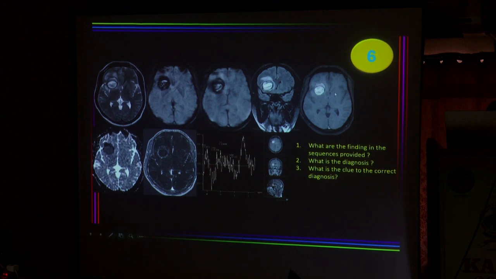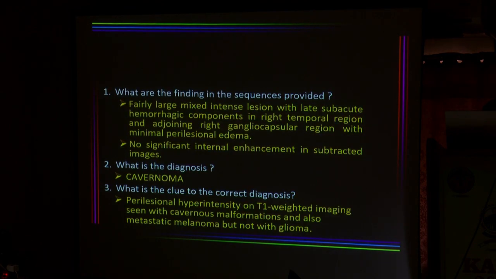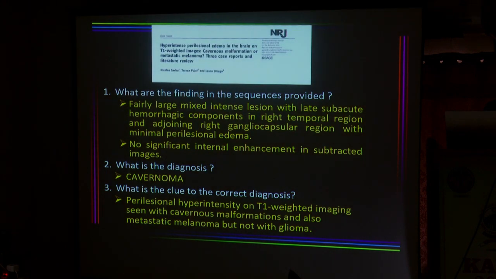Okay, the clue to the correct diagnosis is this. This is the peripheral hyperintense rim which is noted around the lesion. So this is a perilesional T1 hyperintense rim, and this is a clue to the diagnosis. This can be seen in two conditions. Earlier, a few articles described it to be seen in cavernoma. It can also be seen in metastatic melanoma. So this perilesional hyperintensity on T1 weighted can be seen in metastatic melanoma, but it's never seen with gliomas. That's from an article which was published earlier.